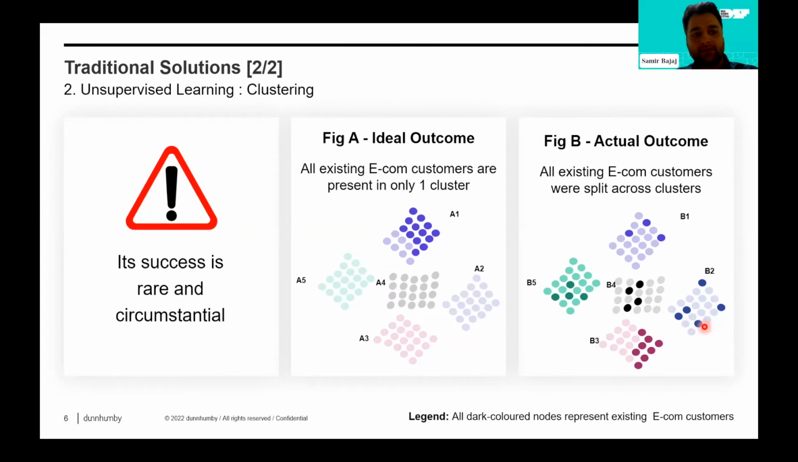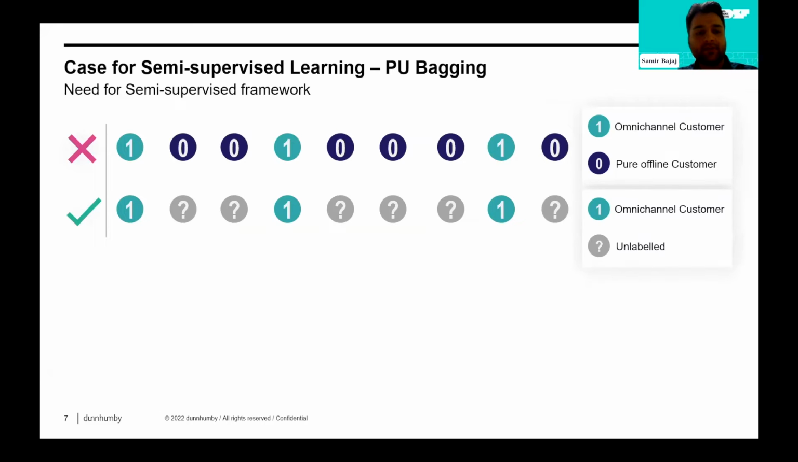So to reiterate, in our problem statement, supervised learning is flawed and counter-objective, while the success of unsupervised learning is rare and circumstantial. Which leads us to create a case for semi-supervised learning. Here the premise is, instead of taking those customers who have never shopped online as negatives, as zeros, they should be taken as unlabeled. And now this transforms into a positive unlabeled bagging exercise.